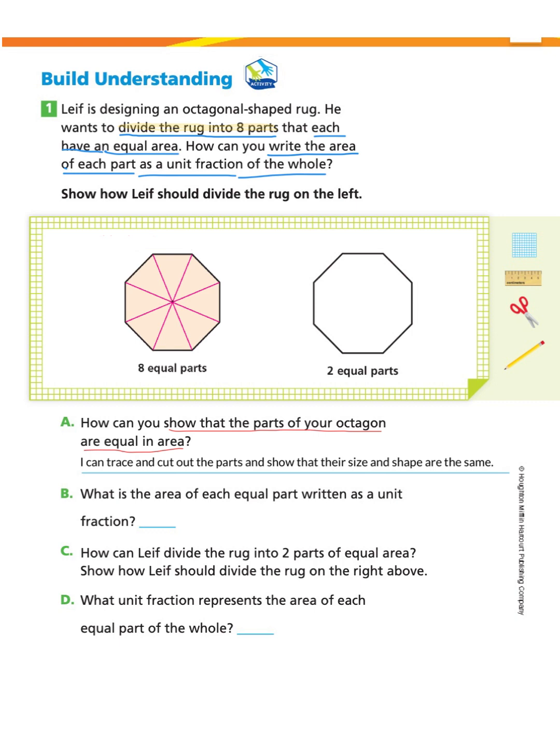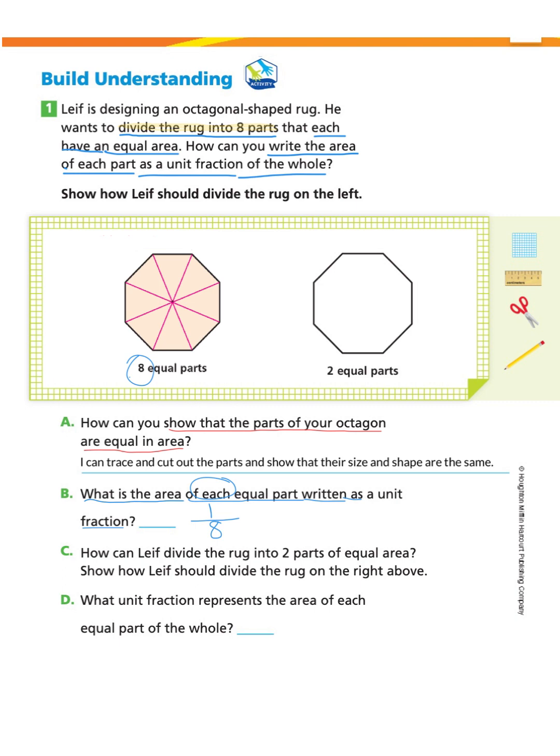Now let's look at part B. What is the area of each equal part written as a unit fraction? We know that there are 8 equal parts to this octagon. So that is going to be the denominator that goes on the bottom of our fraction, letting us know how many parts there are. And we are looking at each piece, each equal part. So one part here, we're going to put a 1 on top. So our fraction for each equal part written as a unit fraction is 1/8.